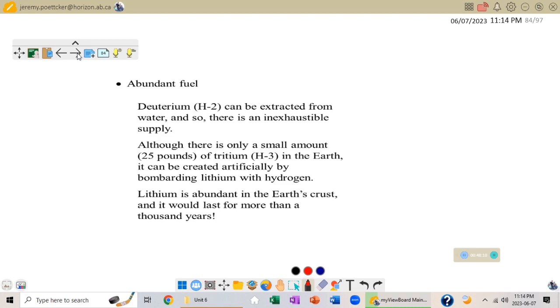Lots of fuel. Deuterium, so hydrogen 2, we can extract that from water. Lots of water on the Earth, especially in the seawater. So it's just about an inexhaustible supply.